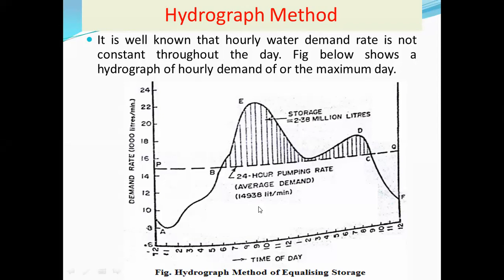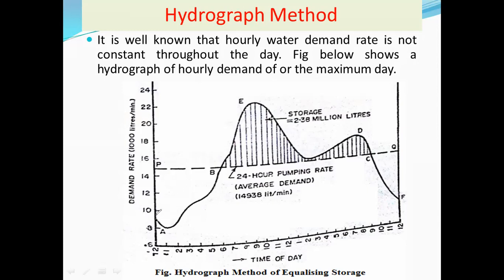You might have studied the hydrograph in water resources engineering. There we draw the hydrograph for the rainfall, where on the x-axis there is time and on the y-axis there is the rainfall intensity. That graph we call the hydrograph. Similarly, here also we take the help of a hydrograph to find the storage capacity of the distribution reservoir. How can we find this? For that purpose, we plot a graph of the supply and the demand.